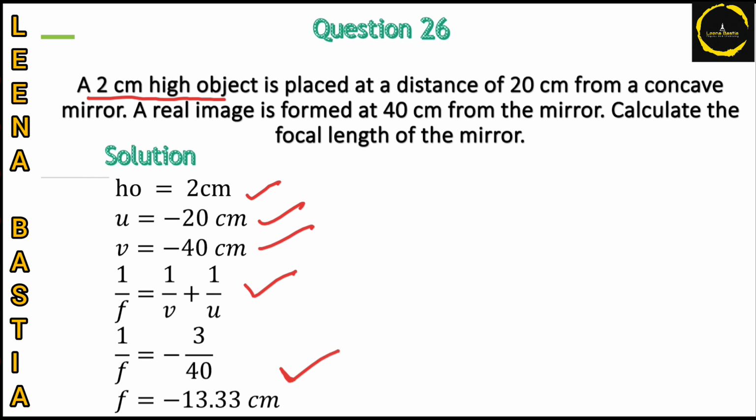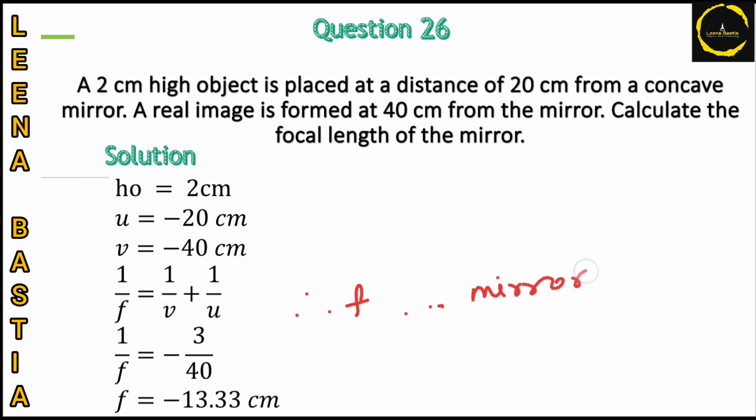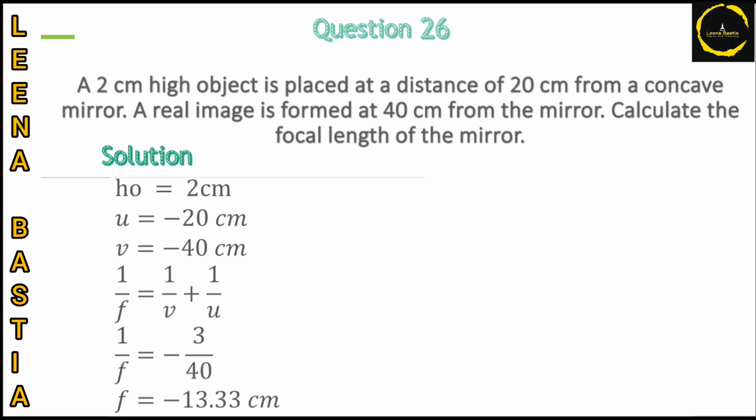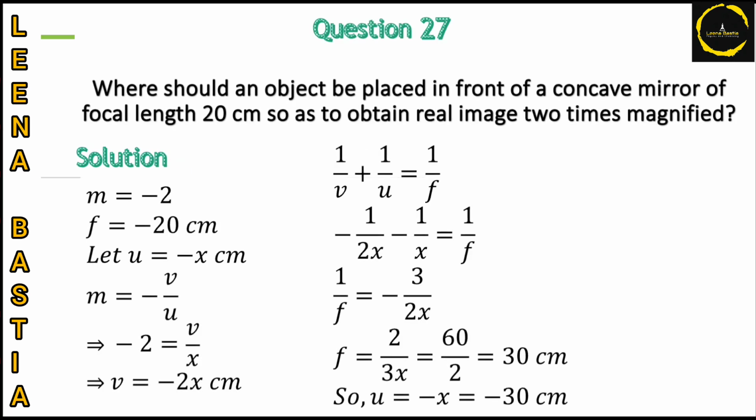Just see, children, it is a concave mirror and the focal length over there has to be in negative. So we got the answer in negative only, right? At the end again you have to write like this: the focal length of the mirror is minus 13.33 centimeter. I hope it is clear to you all. Let us move on to the next question, that is question number 27.